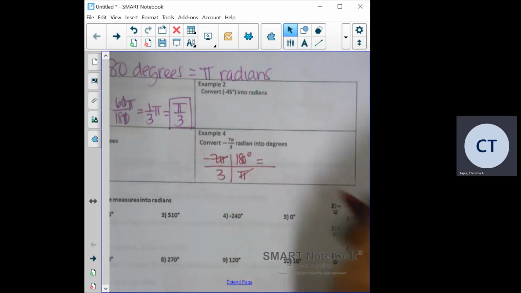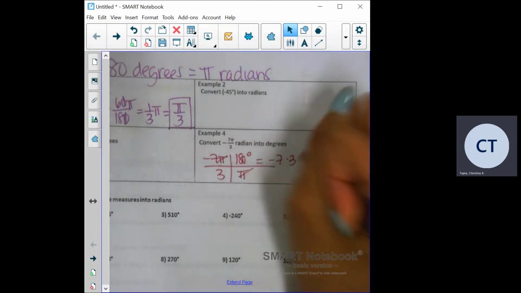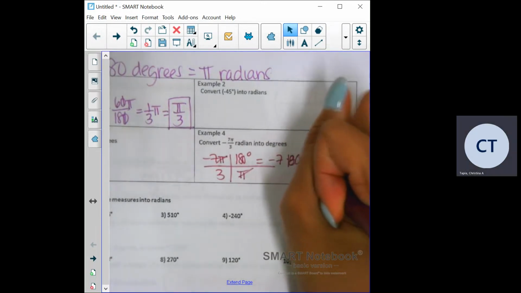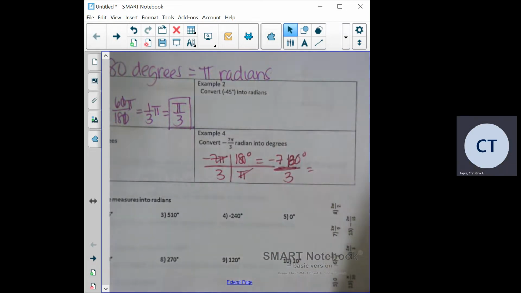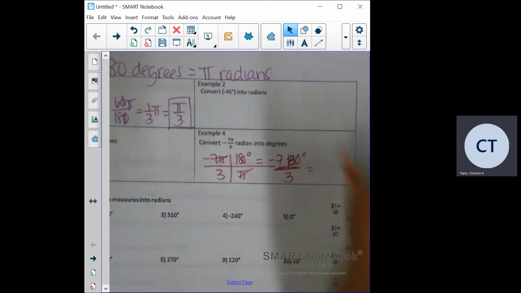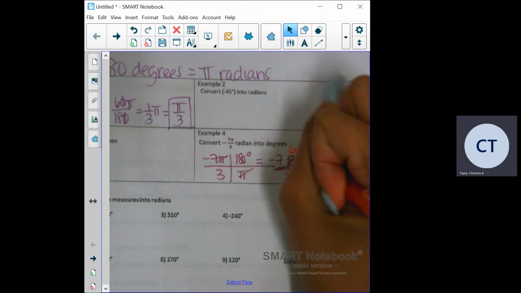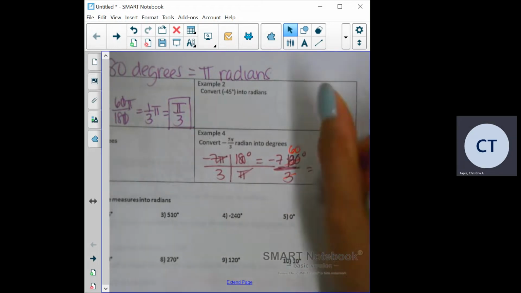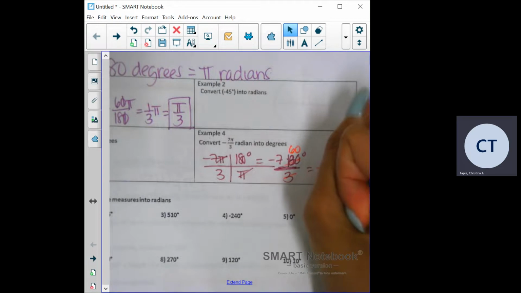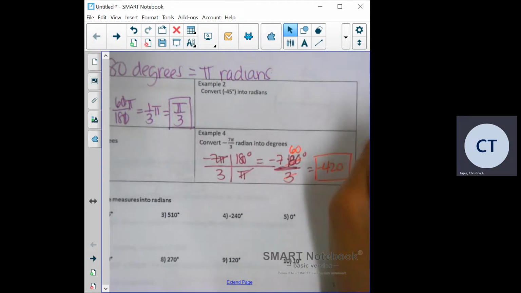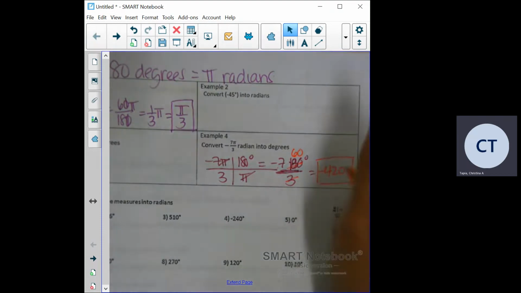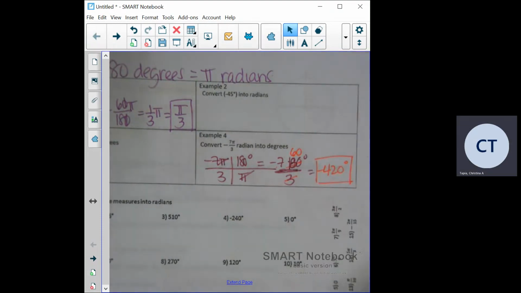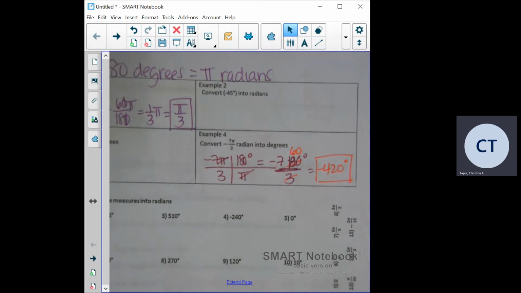These pi's cancel, and I'm left with negative 7 times 180 degrees over 3. I'm not about to multiply 7 times 180. Can I reduce any of these numbers? Yeah. Which ones? 180 and 3. What's 180 divided by 3? 60. So now, what's negative 7 times 6? Negative 42. Don't forget that negative, guys. So 7 times 6 is just 42. Add that 0 to the end. That's negative 420 degrees. One last thing before you guys do examples 2 and 3.